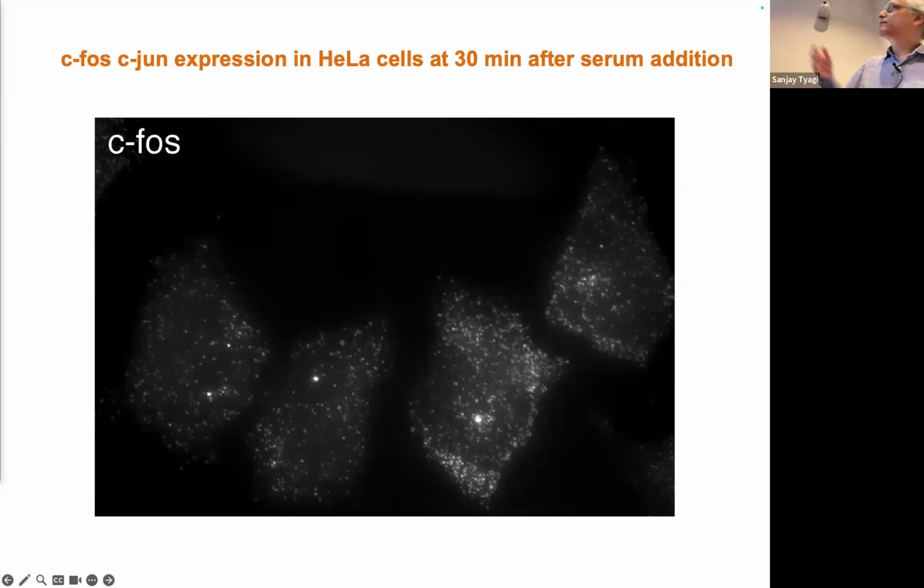In this case, this is for an RNA called CFOS, which is normally not present in HeLa cells, but if you induce them with serum, they will make this RNA very quickly, and you can see the RNA, and each spot comes from one molecule.